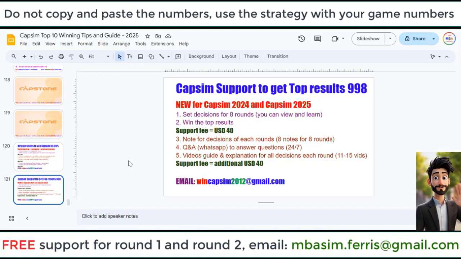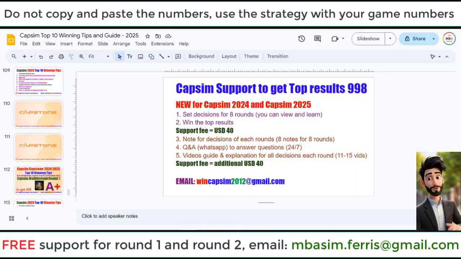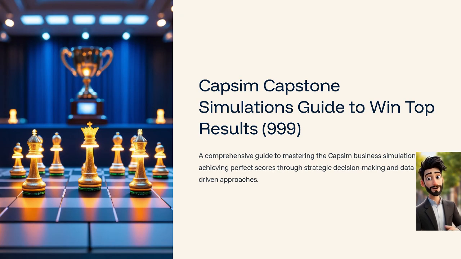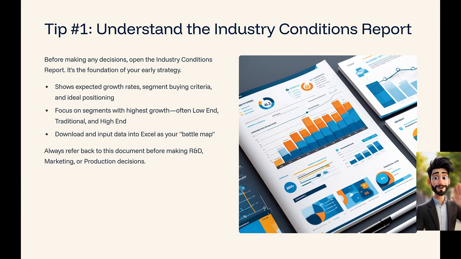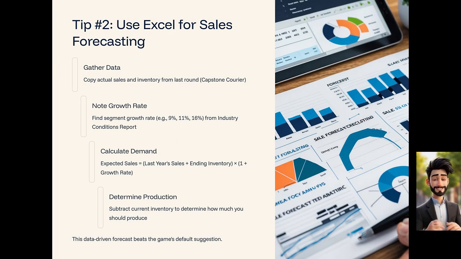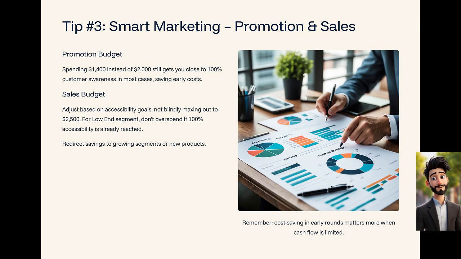Conclusion. Recap of the winning formula. Let's recap the winning strategy for CapSim Capstone 2024/2025. 1. Analyze industry conditions. 2. Forecast sales using Excel. 3. Spend smartly on marketing. 4. Adjust R&D and launch new products. 5. Set exact production plans. 6. Manage HR and automation upgrade.